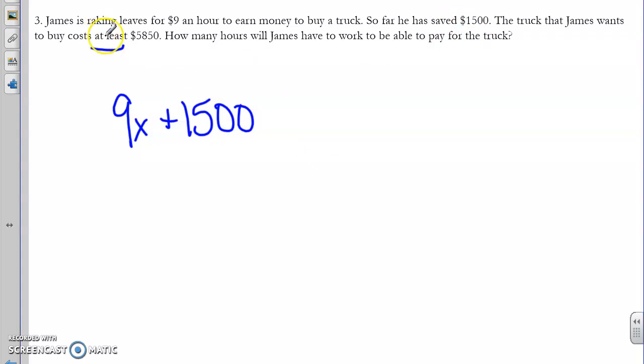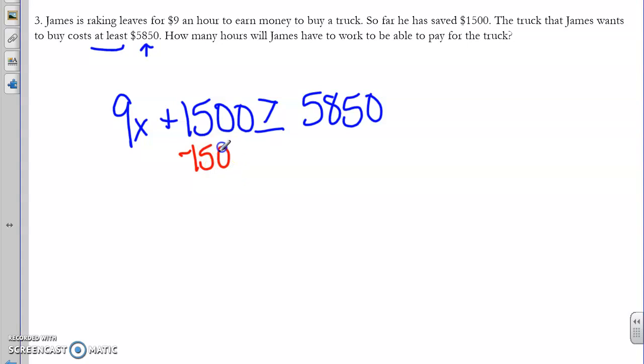But my truck costs at least. At least means I'm going to have to save this much money or more. I cannot save less than that or I can't buy the truck. So at least means greater than or equal to, and then 5,850. And then it says, how many hours will James have to work to be able to pay for the truck? So that means you got to solve.